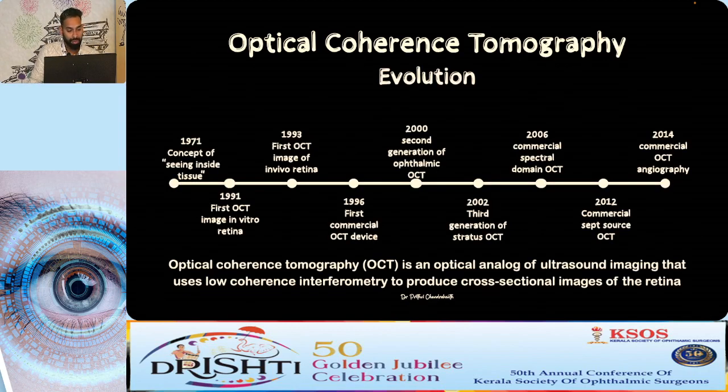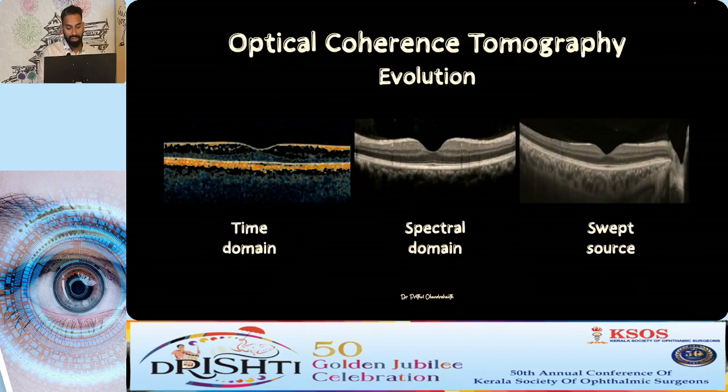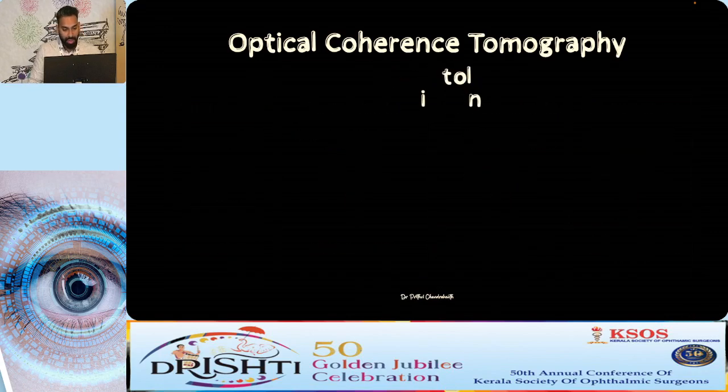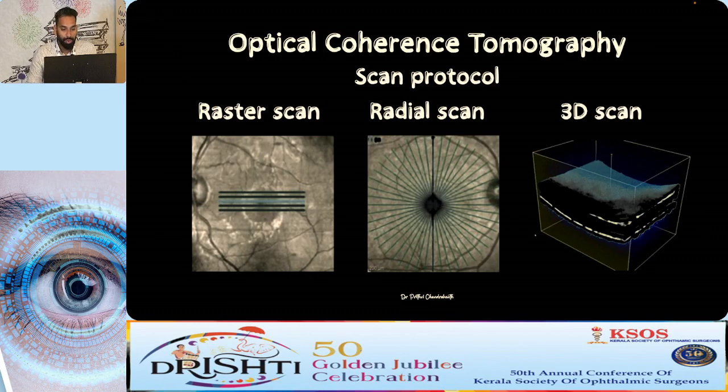So evolution, when you go to see, it was 1971 when we started seeing inside the tissue, and by this time we have got many other principles, that is time domain, spectral domain, and swept source. The most recent being the swept source, which gives the best resolution compared to the other ones, almost 5 microns. The speed of acquisition is also more, and the wavelength is 10-50 nanometers. So this is the evolution, and then what are the protocols of scanning?